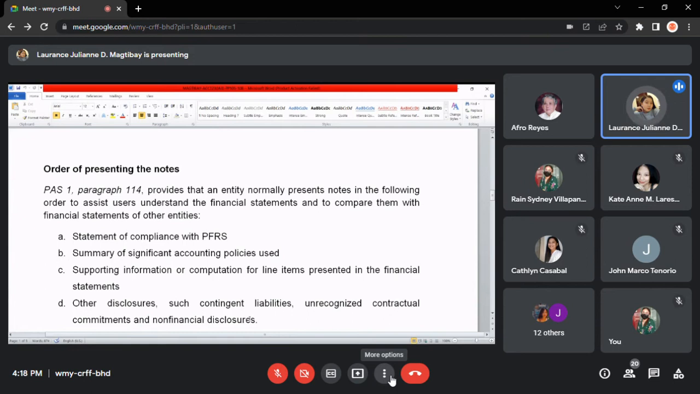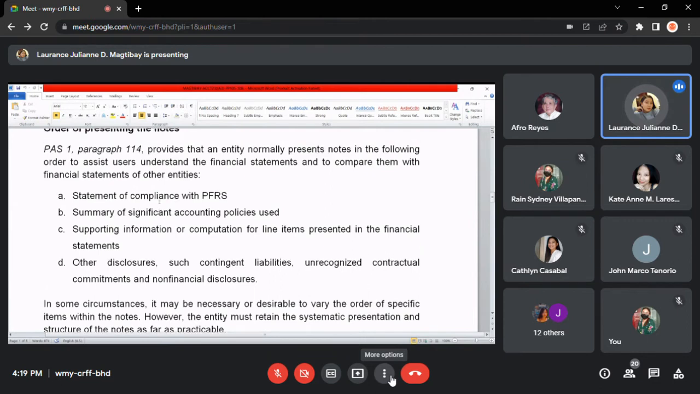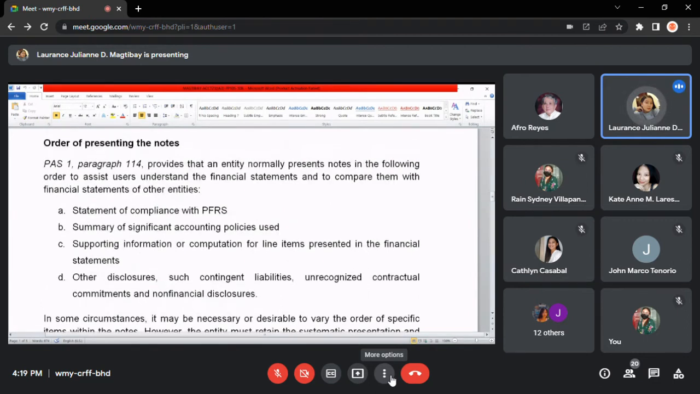Then B, summary of significant accounting policies used. C, support information or computation for line items presented in the financial statement. So yung line items, as per IFRS and IAS, it means category. For example, for revenue, cost of sales, or admin expenses. D, other disclosures such as contingent liabilities, unrecognized contractual commitments, and non-financial disclosures. So ito po yung order kung paano ipapresent.